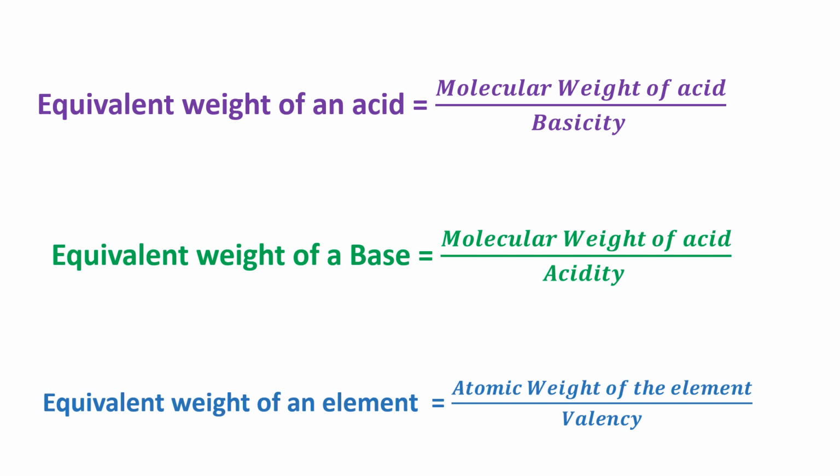If it is an acid, how are you going to calculate the equivalent weight of an acid? Molecular weight of that acid divided by basicity. What is basicity? The number of replaceable H plus ions is called the basicity of that acid. So suppose you take HCl, then molecular weight is 36.5 divided by 1. The equivalent weight of HCl is 36.5.